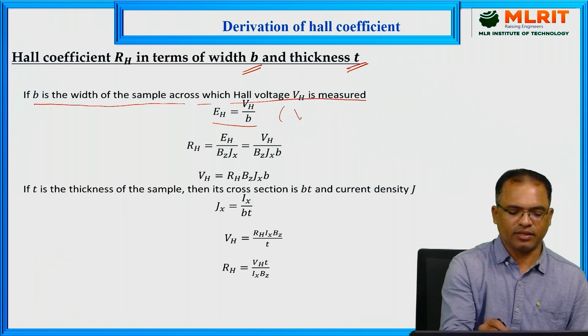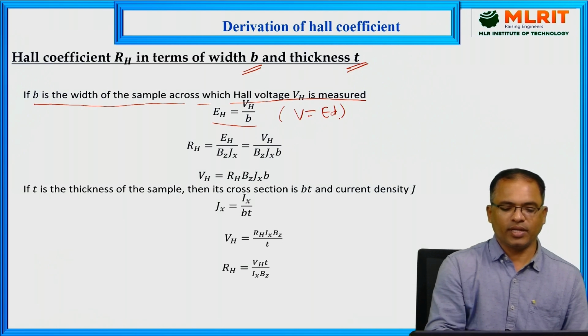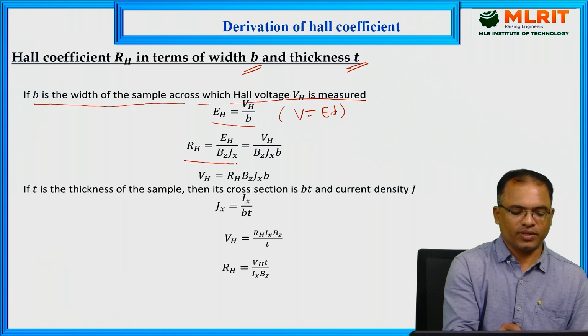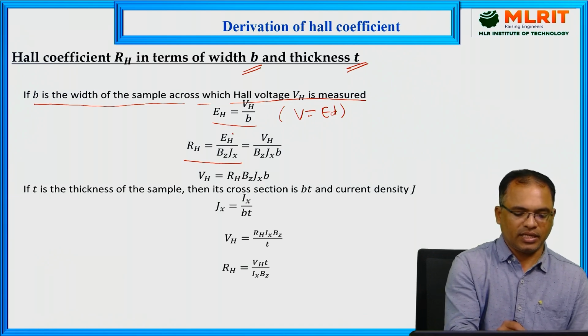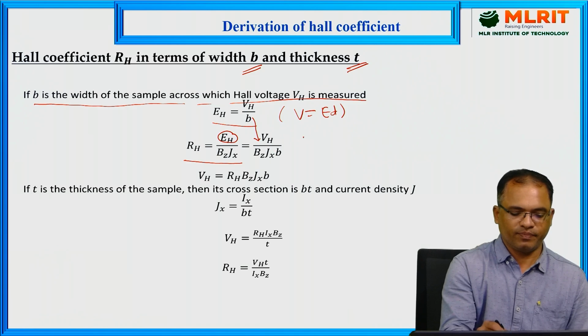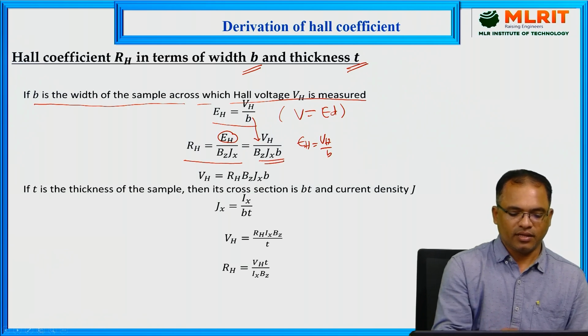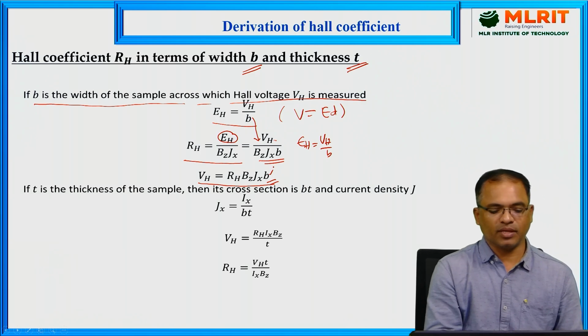We know one standard expression, V is equal to E d. Voltage equals electric field into distance. So, using this we can write EH equal to VH by b. Now, taking Hall coefficient expression, RH equal to EH by Bz. Now using this, we are going to replace EH with VH by b. So, this expression we are using in the place of EH, and we get VH equal to RH into Bz Jx into b, where b is the width of the sample.